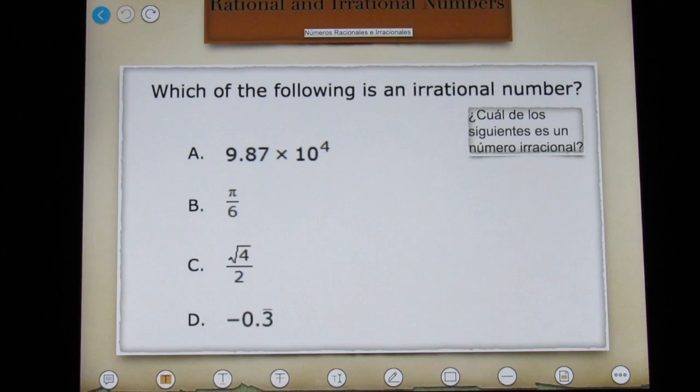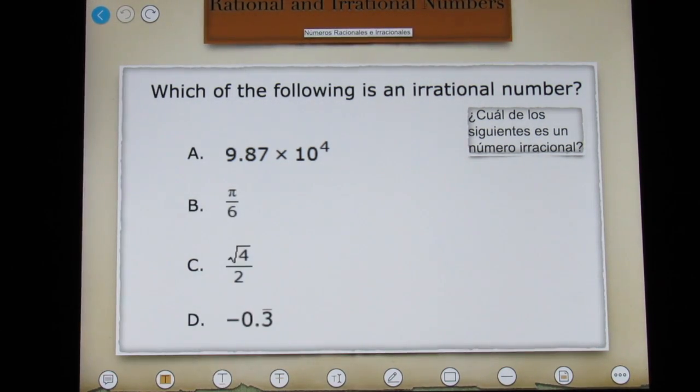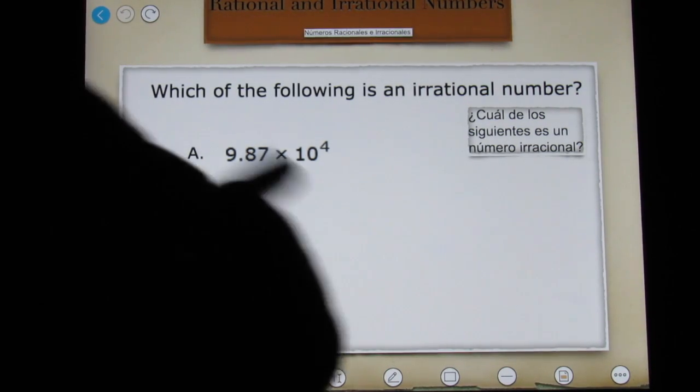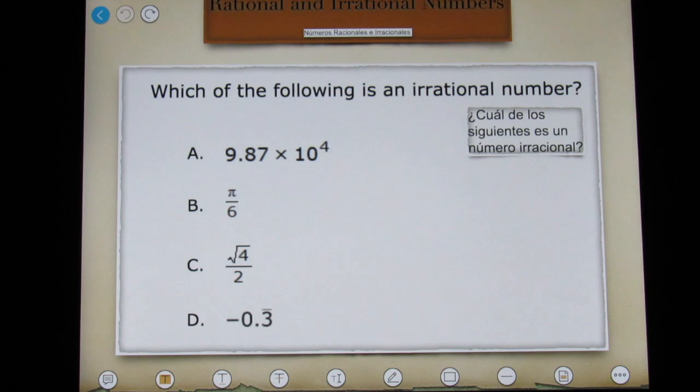That's my answer, B. This one's not irrational because the square root of 4 is 2. I have a 2 in my numerator, a 2 in my denominator, which of course equals 1, which is rational. And choice D has that repeating bar over. That means that those 3's repeat forever. It has a perfect repeating pattern, which is rational.